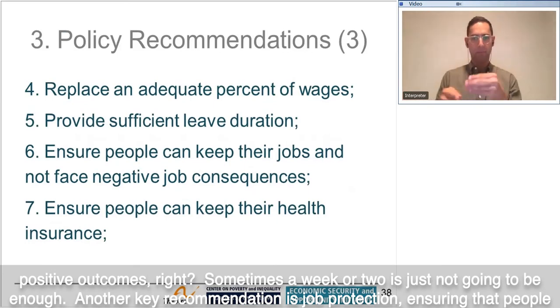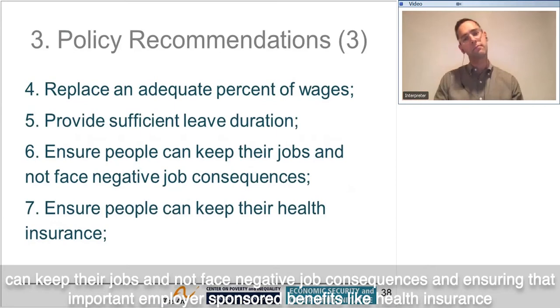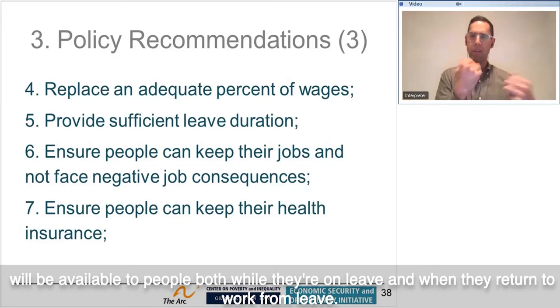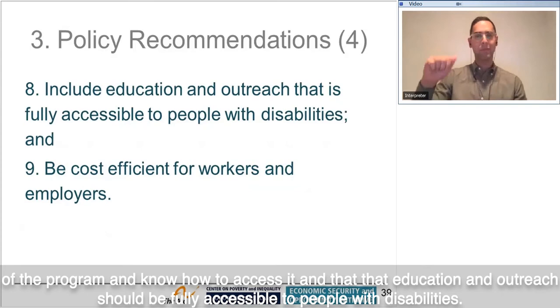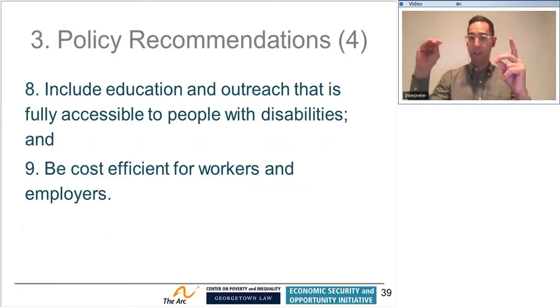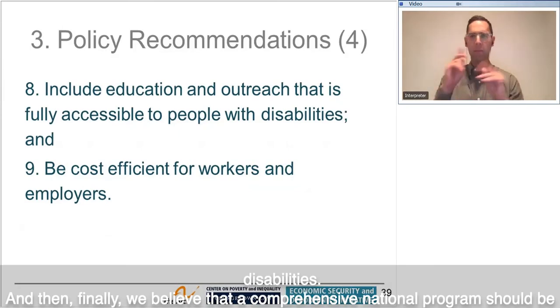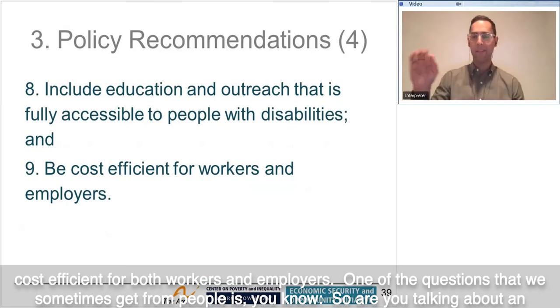Another key recommendation is job protection, ensuring that people can keep their jobs and not face negative job consequences, and ensuring that important employer-sponsored benefits like health insurance will be available to people both while they're on leave and when they return to work from leave. In addition, we believe that a national program must incorporate broad education and outreach to the public so that workers and employers are aware of the program and know how to access it, and that education and outreach should be fully accessible to people with disabilities. And then finally, we believe that a comprehensive national program should be cost efficient for both workers and employers.